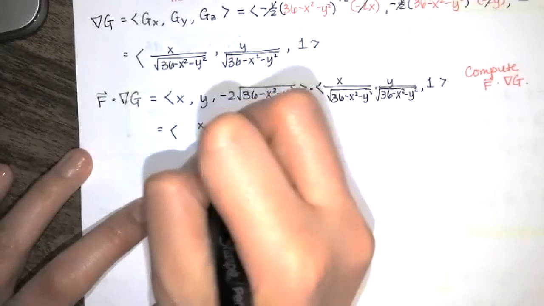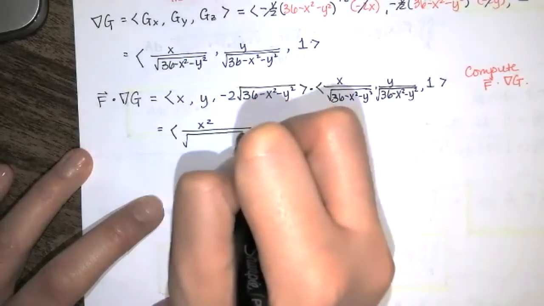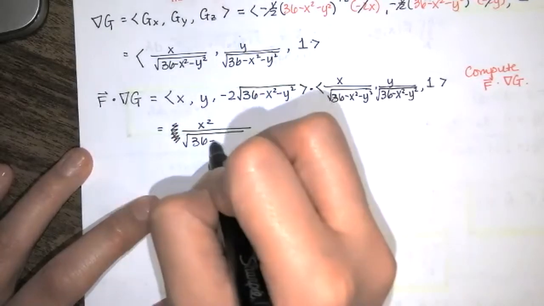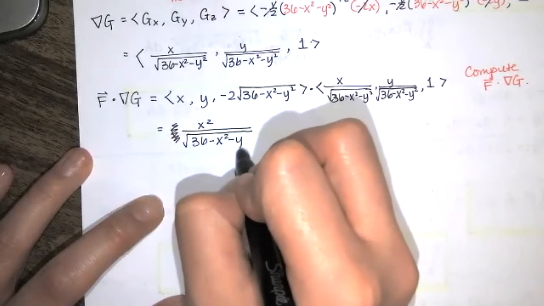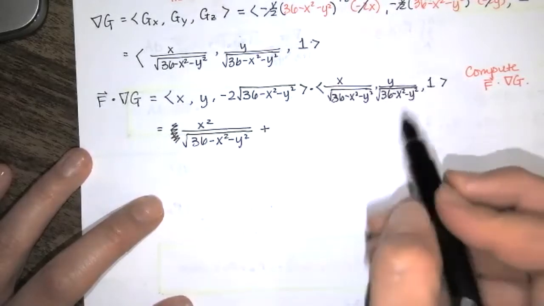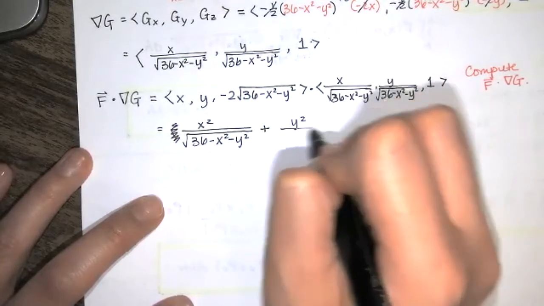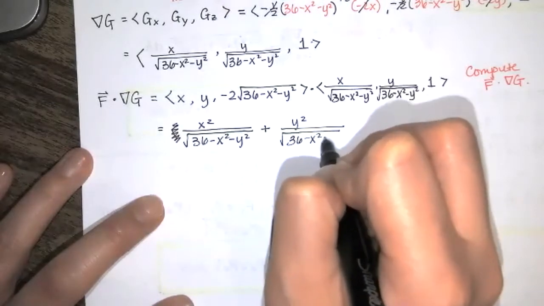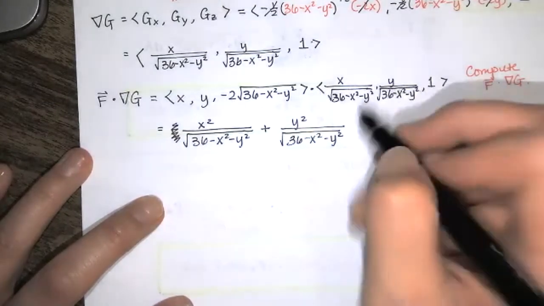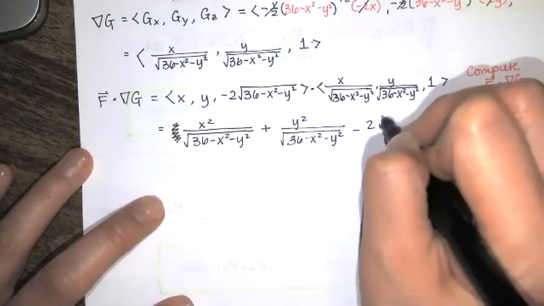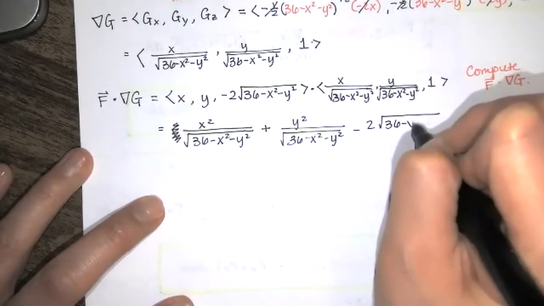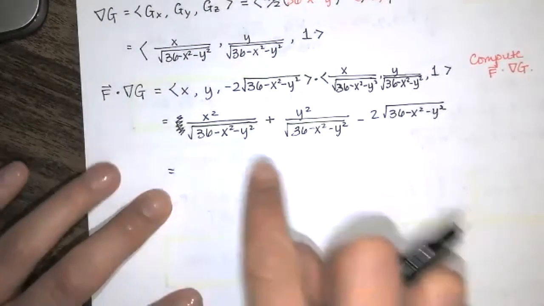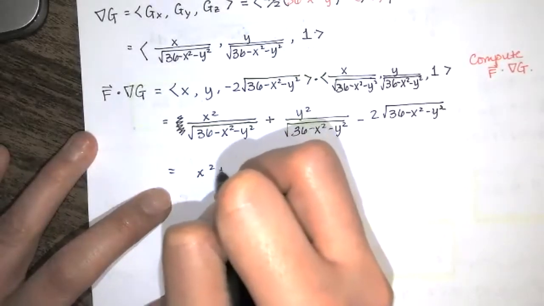So I'll have X squared over this. Oops, we're taking a dot product, so we multiply and add. Multiply Y times that Y is going to give me a Y squared in the numerator. And add, multiply, and add. Now right away I notice I've got 2 of the same denominator here, so I can add the numerators.